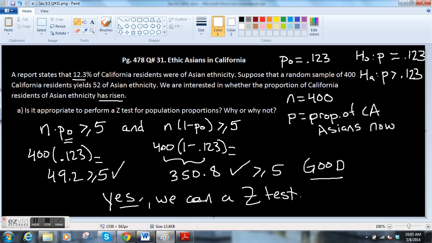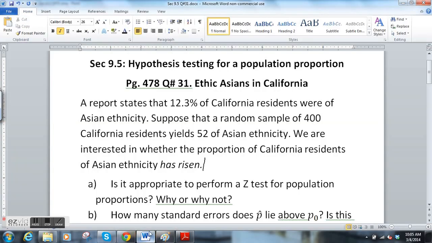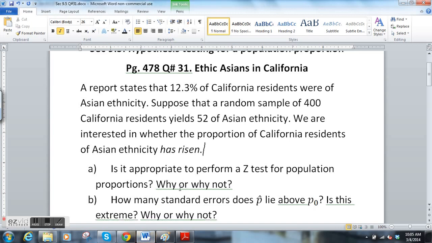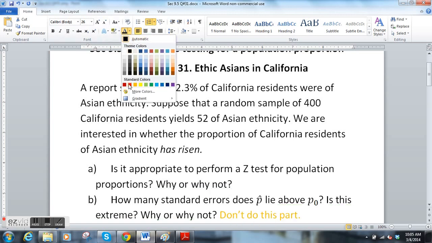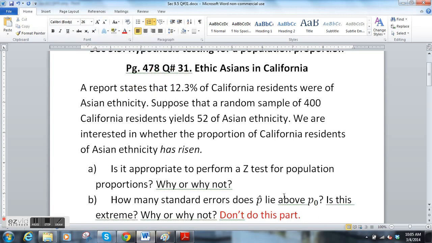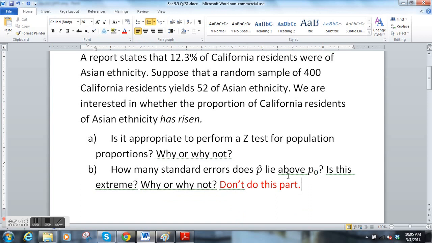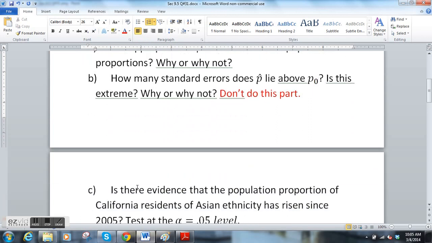Okay, now we're going to move on to the next part of this question. How many standard errors does p hat lie above p0? Don't do this part. I don't think this question is that helpful in the scheme of hypothesis testing. I'd rather that you know how to do the hypothesis test and not worry about how many standard errors p hat lies above p0. So let's skip this part and move on to part C.